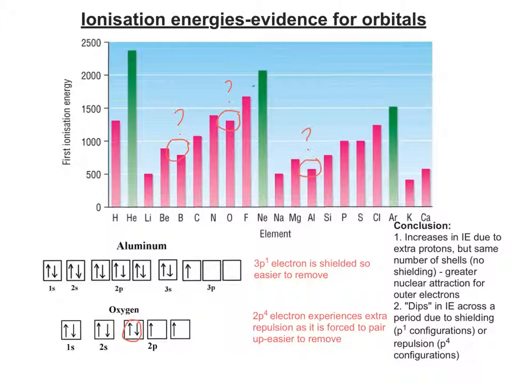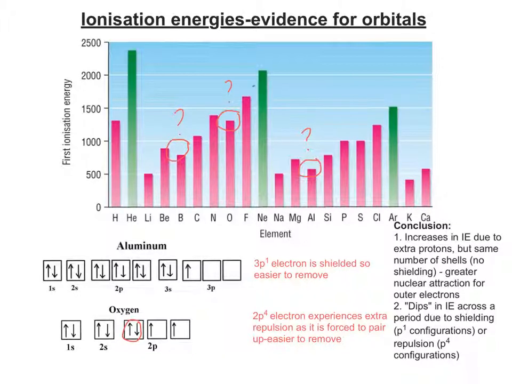So as you go across a period, you don't have any extra shells, so therefore there's no extra shielding, so the increase in ionization energy, the general trend we see, is due to greater nuclear attraction because you have more protons. However, you have dips in ionization energy, slight dips, as you go across a period, due to shielding from the P1 configuration in aluminium, for example, or P4 configuration due to repulsion.